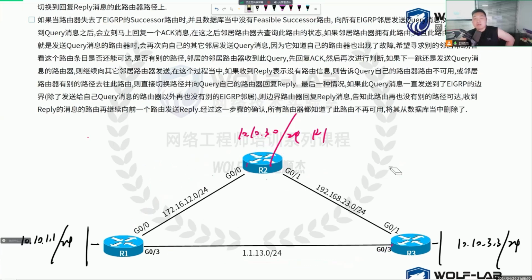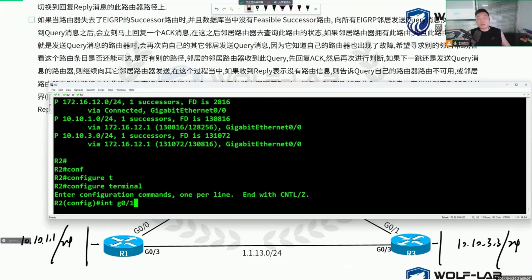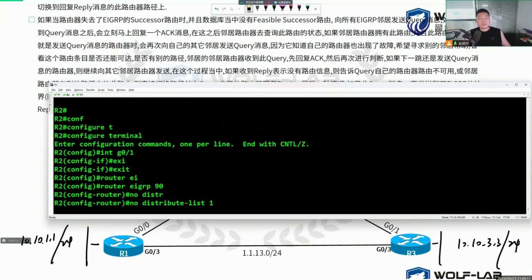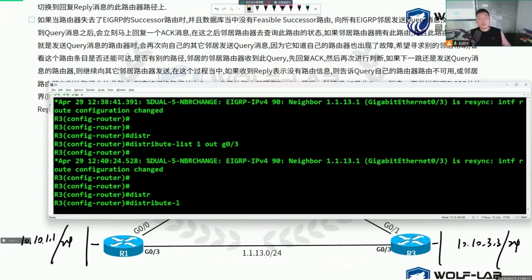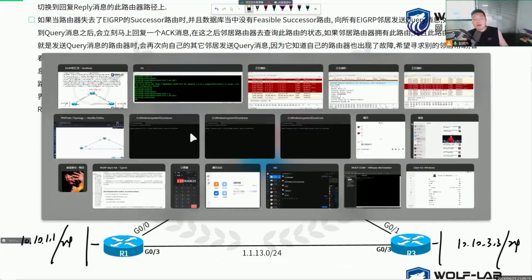Of course, because we are filtering in the inbound direction of R2, students can't see R3 telling R2 this route is not available. If you don't do this, I change it to outbound filtering so students can see this message. On R2: router EIGRP 90, no distribute-list 1 in G0/1. On R3's side, distribute-list 1 out, G0/1. We filter this way, then do this again and see this phenomenon. We go back to the original and do it again.